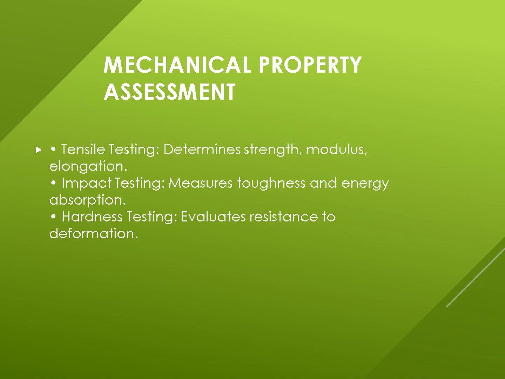Beyond chemistry and temperature, polymers must also withstand physical forces. Tensile testing tells us how strong and stretchable a material is. Impact testing measures how well it absorbs shock, important for packaging and automotive parts. And hardness tests, like Shore or Rockwell, measure resistance to surface deformation, a quick but useful quality control tool. Together, these tests provide a full picture of a polymer's mechanical reliability, something no engineer can afford to overlook.